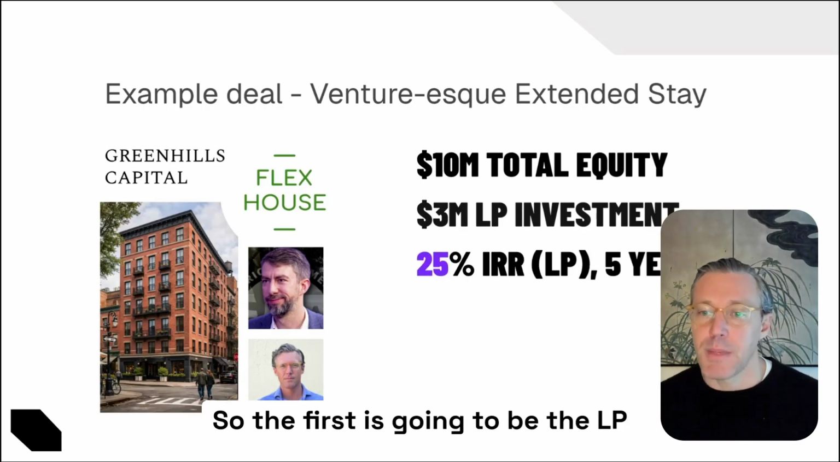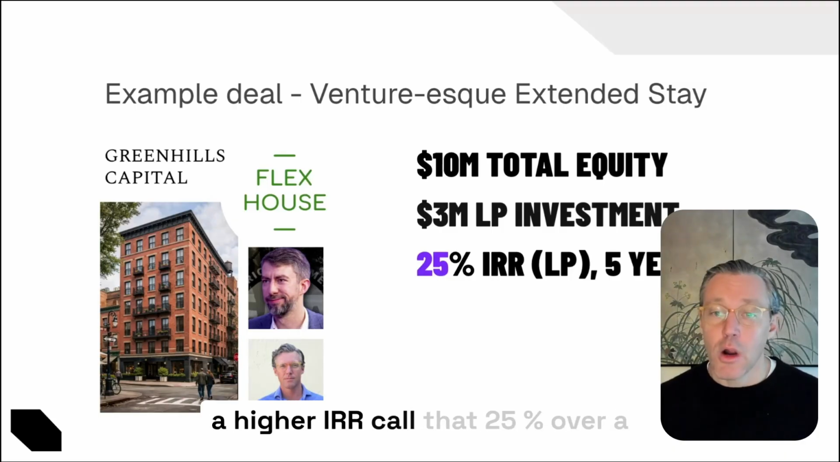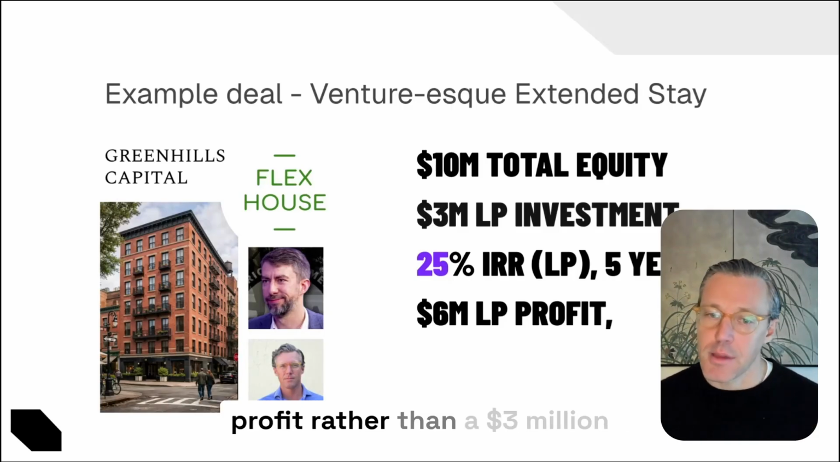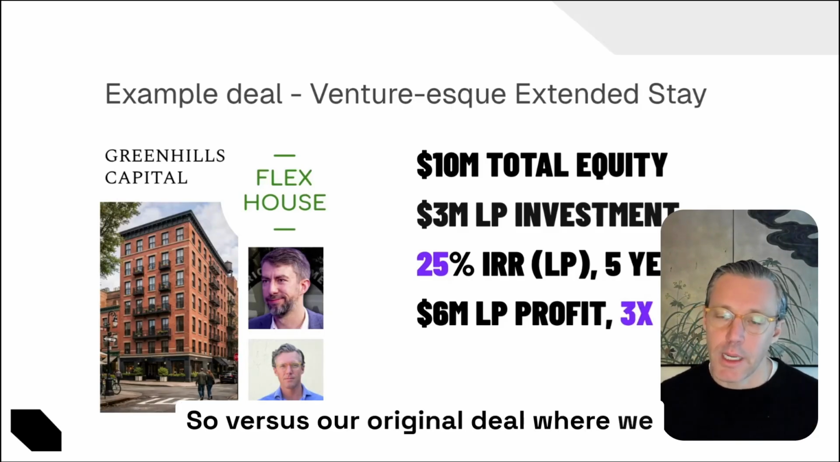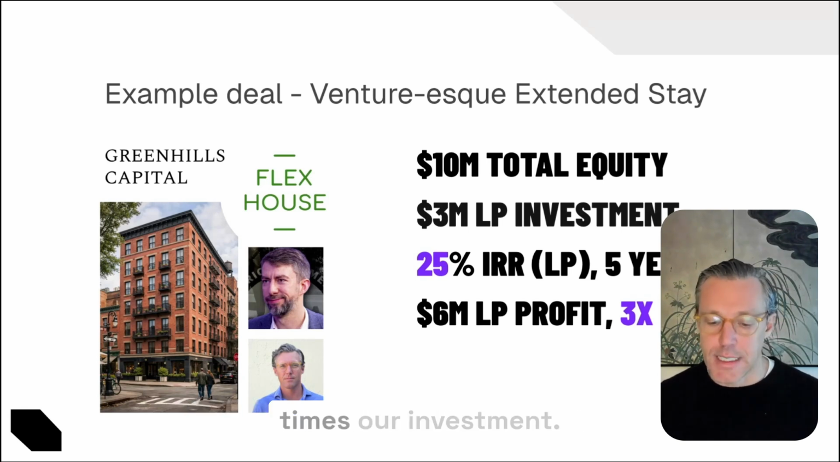So the first is going to be the LP return layer. Because we are layering on this operational piece to it, we're going to generate a higher IRR, call that 25% over a 5-year period. So we are generating a $6 million profit rather than a $3 million profit. That looks like a 3 times multiple on invested capital. So versus our original deal where we got 2 times our money in 5 years, in this case, same asset, but we're investing in a more niche strategy. That's getting us to 3 times our investment.